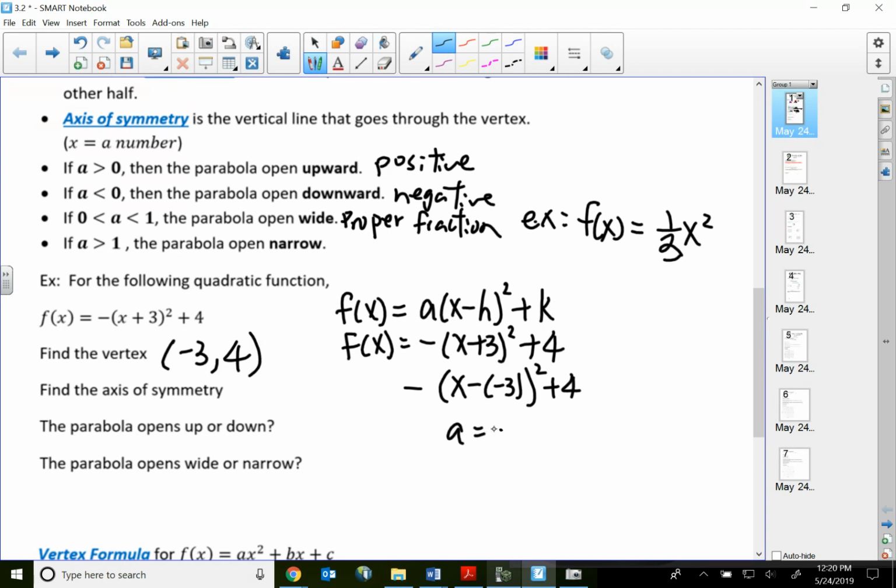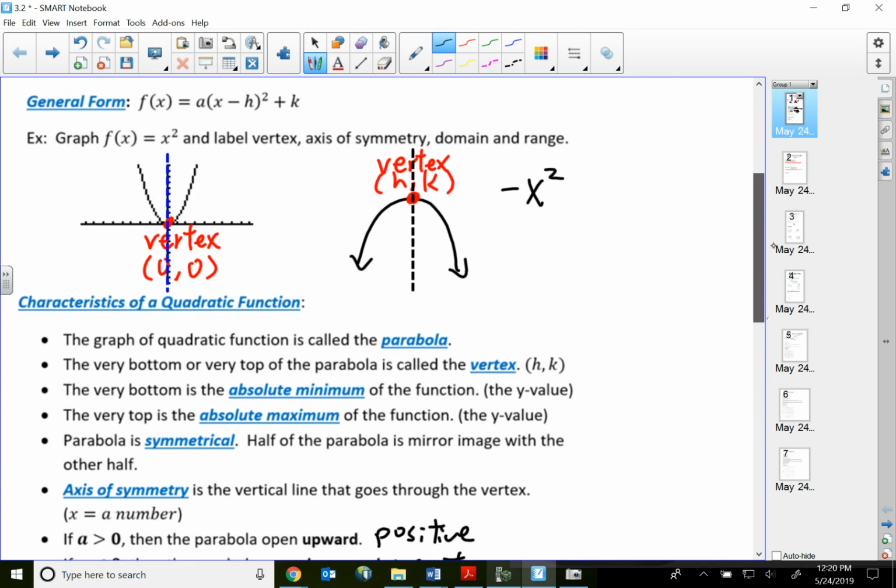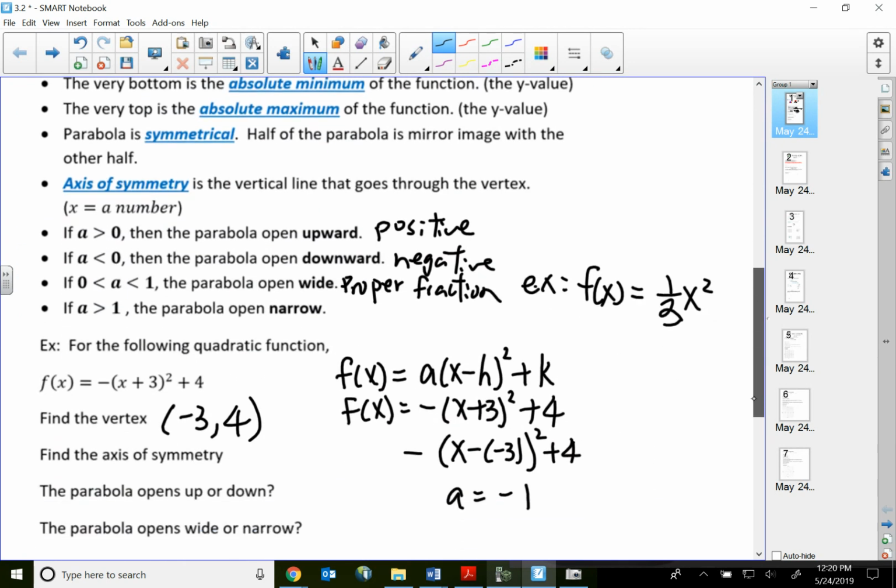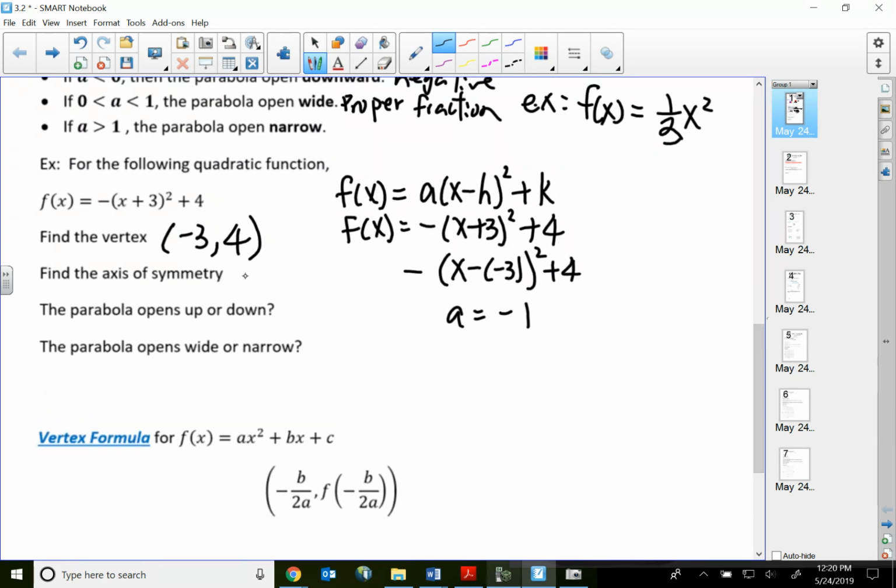My a was -1. So what is my axis of symmetry? The axis of symmetry is the vertical line that cuts through my parabola, cutting my parabola in two halves through the vertex. So we have to write the axis of symmetry as x equal to a number, because that's a vertical line.